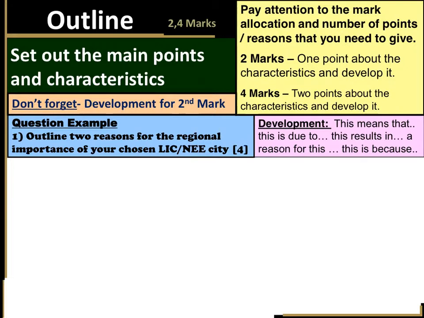The command word outline just means set out the main points or characteristics of something. So again, it's similar to describe, saying what you're seeing. However, the key thing to note here is 2 or 4 marks.